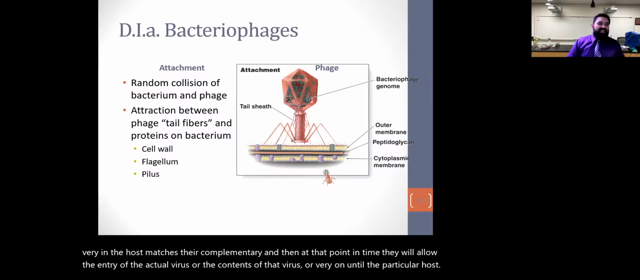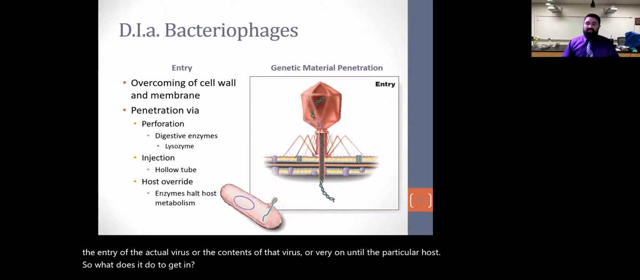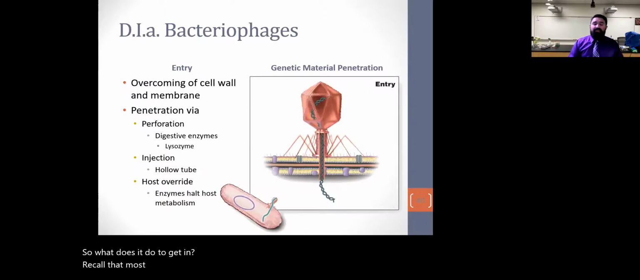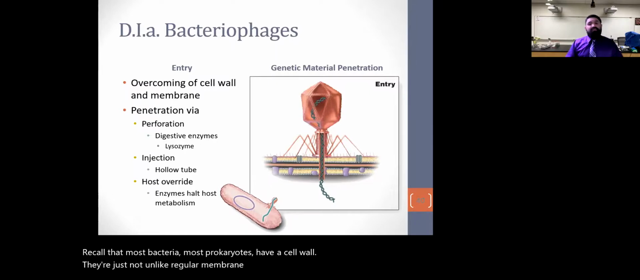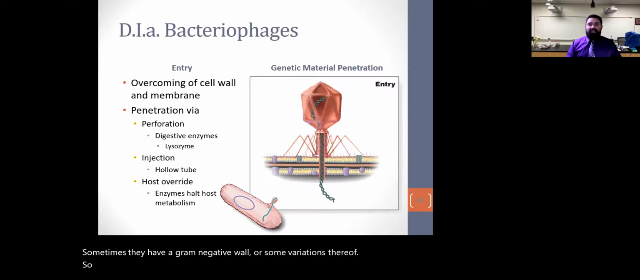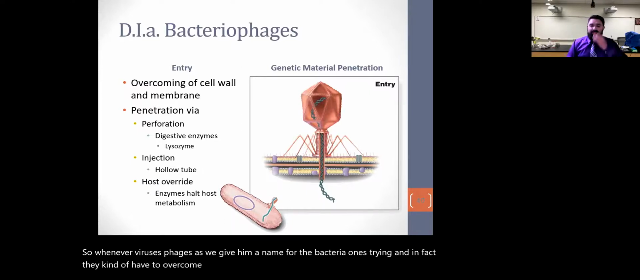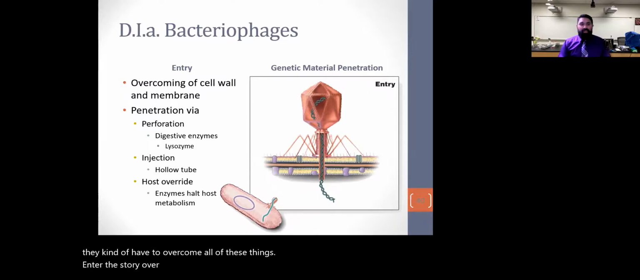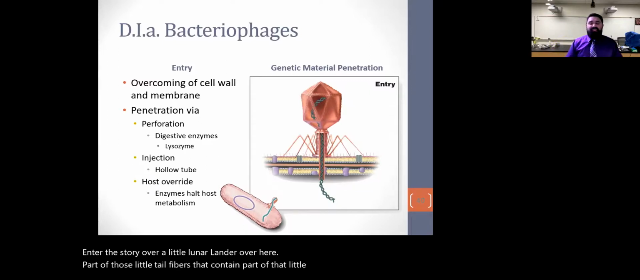So what does it do to get in? Well, recall that most bacteria, most prokaryotes, have a cell wall. It's not just a regular membrane. Sometimes they have a gram-positive wall, sometimes they have a gram-negative wall, or some variations thereof, right? So whenever viruses, phages, as we call the bacterial ones, try to infect, they have to overcome all of these things. Enter the story of our little lunar lander over here. Part of those little tail fibers that they contain, part of that little tube that it has as part of its structure, is involved in getting in.